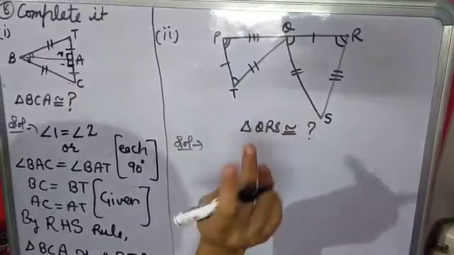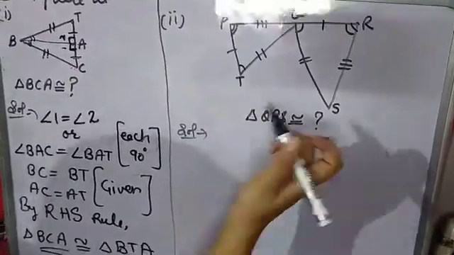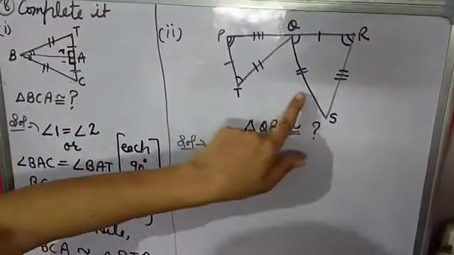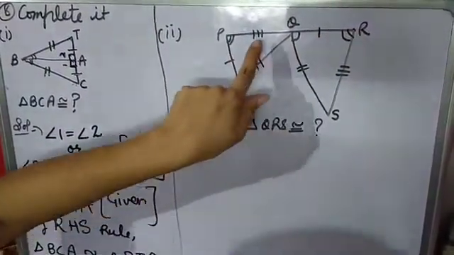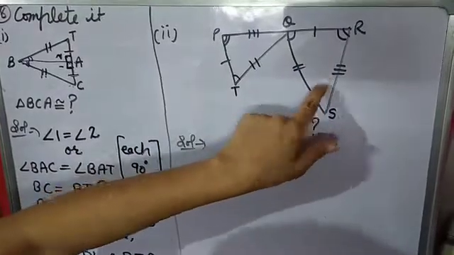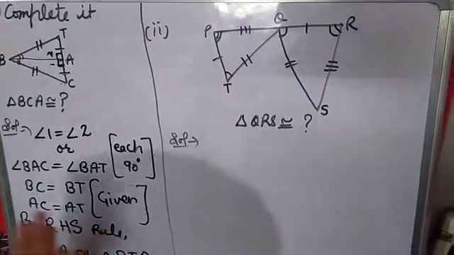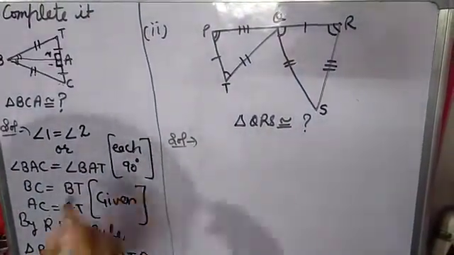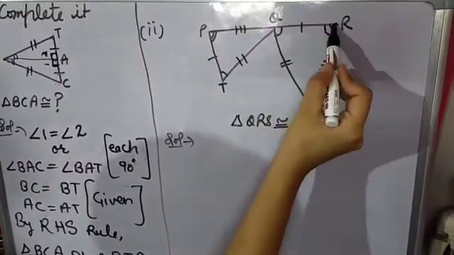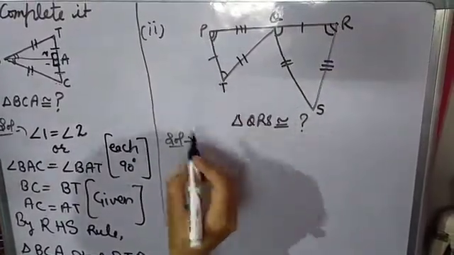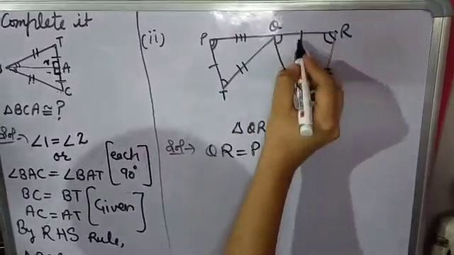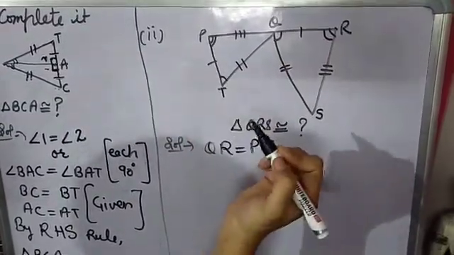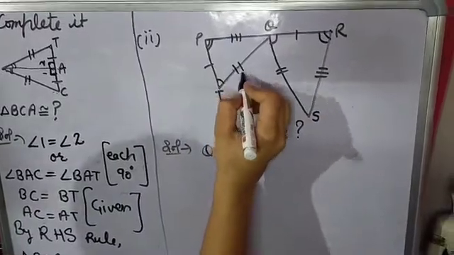Second part. There are two triangles given, you have to find the congruence of QRS. Okay, now look, in these two triangles which rule will we use here? Check it here, this side equal, this side equal, and this side is equal to this side. So three sides are equal, so the SSS rule we will use here. Okay, now look, QR is equal to PT.